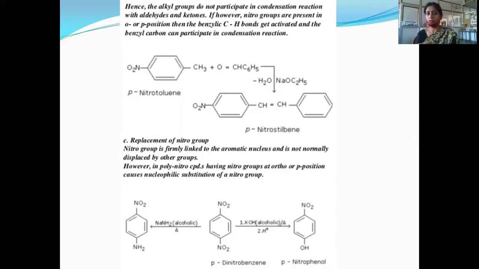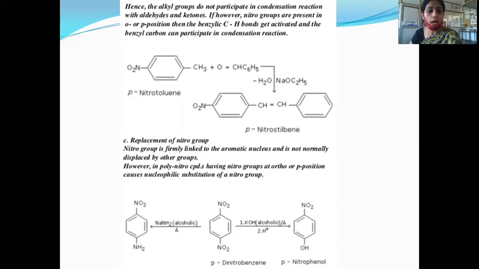So normally there would be no condensation reaction with aldehydes and ketones. But if NO2 groups are present, then the benzylic C-H bond gets activated, and the benzylic carbon can participate in condensation reactions. As you can see here, there is a benzaldehyde and a benzene ring with an alkyl group, and para to it an NO2 group is present. It helps in this condensation reaction, and we get para-nitrostilbene as the product.